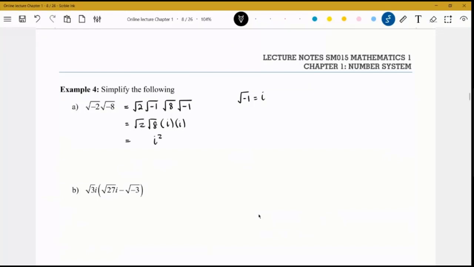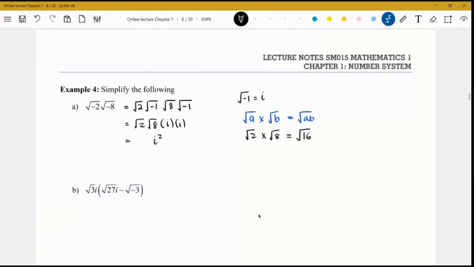Okay, square root 2, square root 8. So you have the basic rule where square root A times square root B is square root AB. So square root 2 times square root 8 ends up as square root 16.